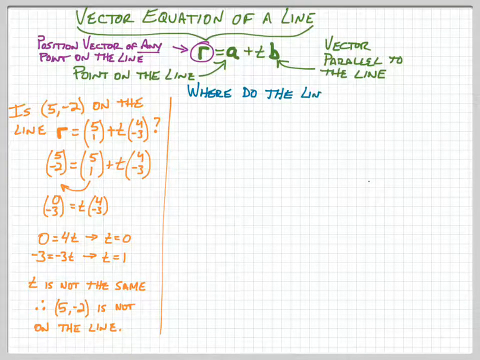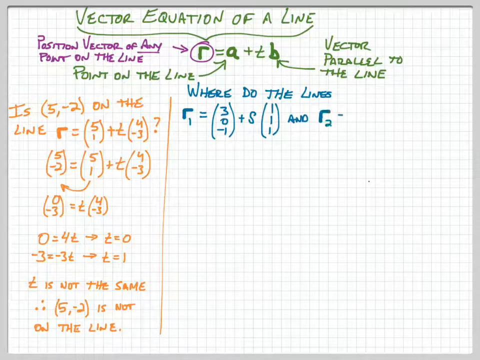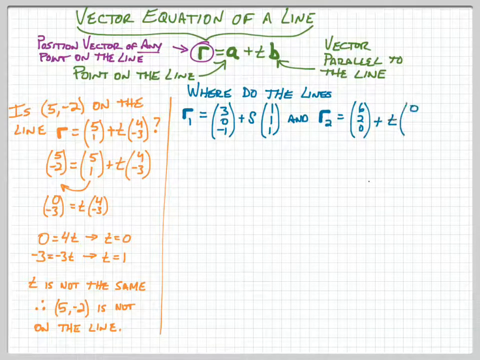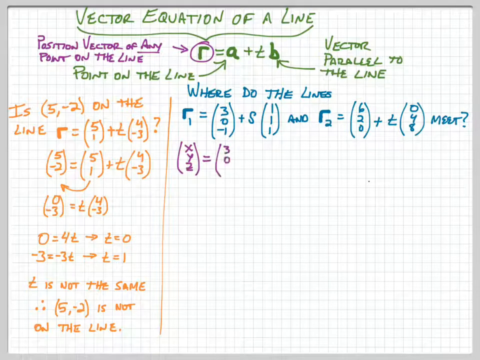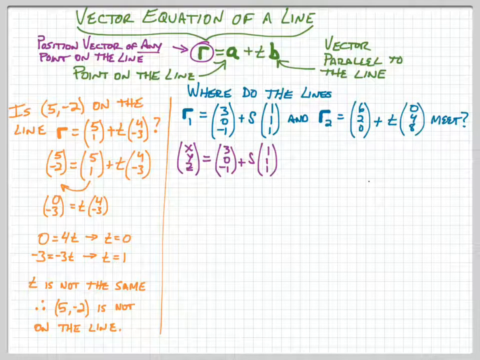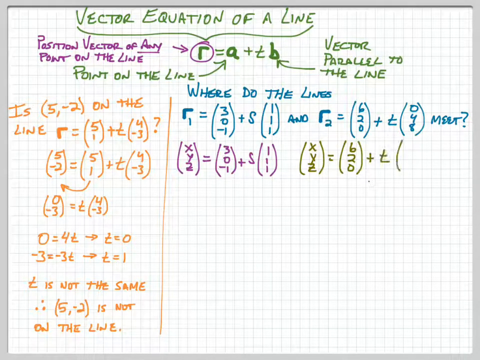Where do the two lines r1 equals (3, 0, -1) plus s(1, 1, 1) and r2 equals (6, 2, 0) plus t(0, 4, 8) meet? Okay, so we need to find where these two things meet. Now we don't know the point where r1 and r2 meet, so we're going to create a general point. We'll say (x, y, z), and we're going to plug that into both of our equations in place of r1 and in place of r2, because if these things meet, then they should be the same for both vectors.